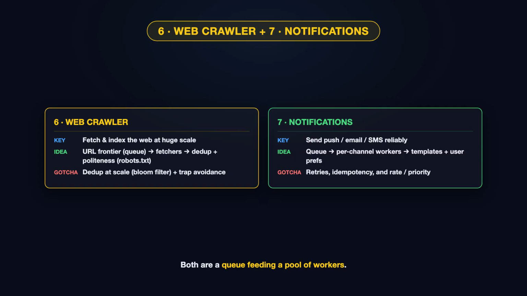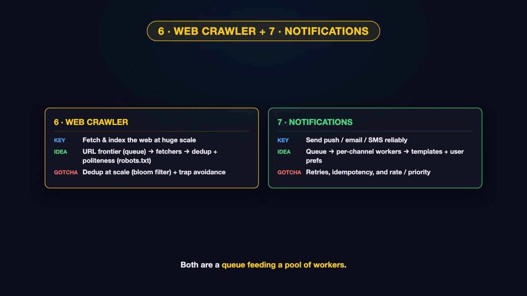Each worker downloads a page, parses out the new links, and pushes them back into the frontier. You track every URL you have already seen so you do not crawl the same page twice, and you stay polite, obey each site's robots.txt, and cap your request rate per domain so you do not hammer anyone. The gotcha is deduplication at scale, checking have I seen this against billions of URLs. You need something space efficient, like a Bloom filter, plus avoiding crawler traps, pages that generate infinite links to keep you looping forever.